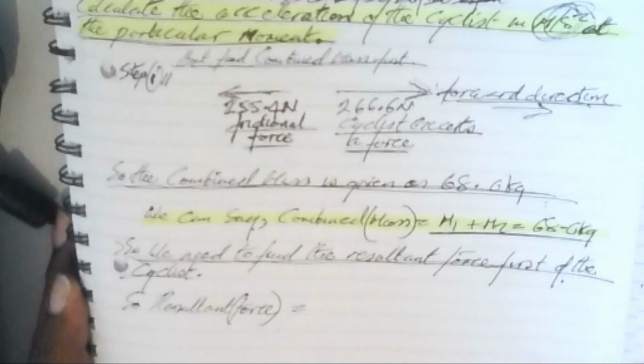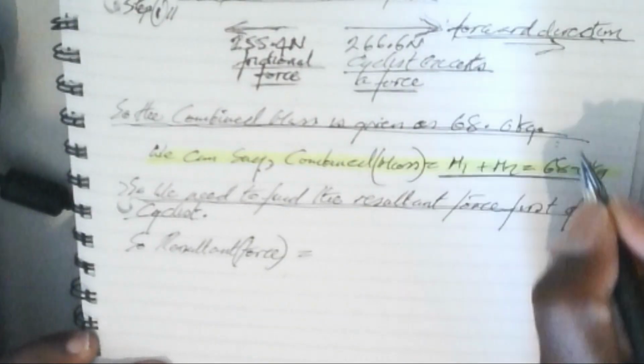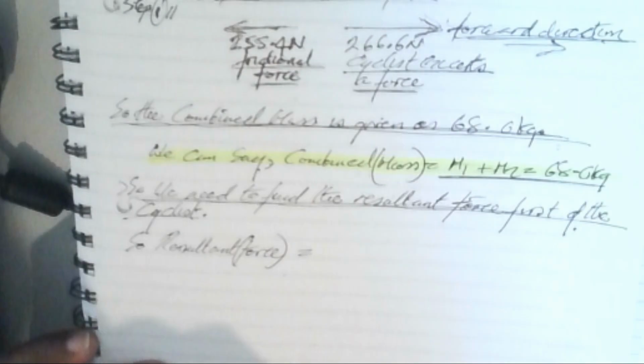Move this up, guys, so you can see what I'm doing. So the combined mass is given as 68.0 kilograms. Or we can say combined mass equals m1 plus m2 equals 68.0 kilograms. So we need to find the resultant force first before we find the acceleration. That makes sense? So first we need to find the resultant force.